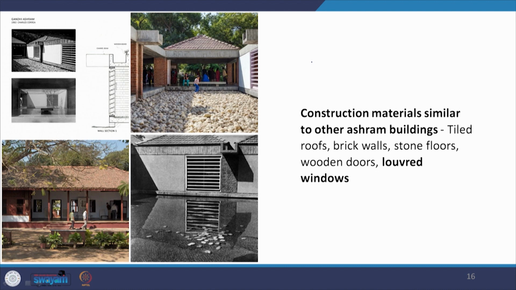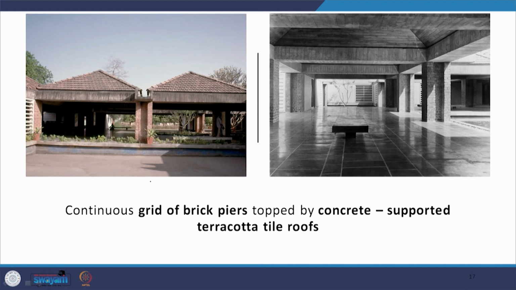So here also, with regard to the construction materials, it's very similar to what was used in the other ashram buildings. There are tiled roofs, brick walls, stone floors, wooden doors, and in addition there are these louvered windows. We will come to that as a climatic response. There is a continuous grid of these brick piers over which this beam of RCC is placed, and on top of that there is this pyramidal roof in terracotta tiles.